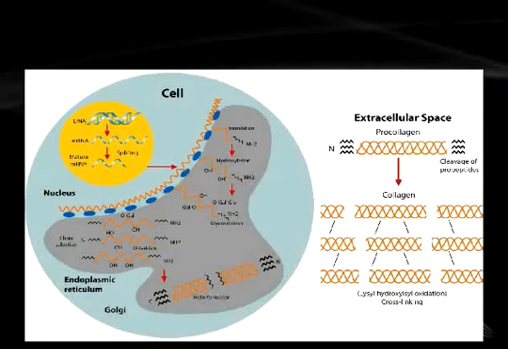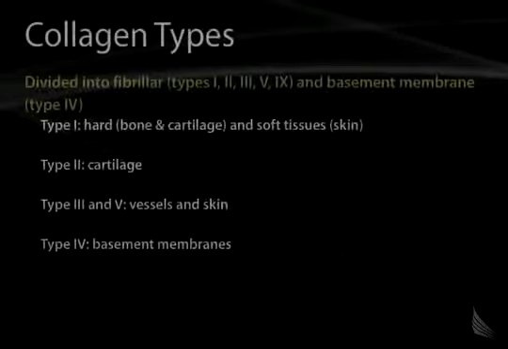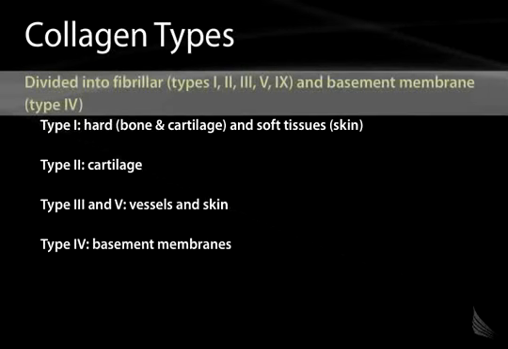And that's indicated here. Here's the endoplasmic reticulum and Golgi apparatus in which the collagen is translated, synthesized, and the helical procollagen is formed. That is then secreted from the cell, and the procollagen molecules are modified and cross-linked together to form collagen fibrils. There are 2 main types of collagen.